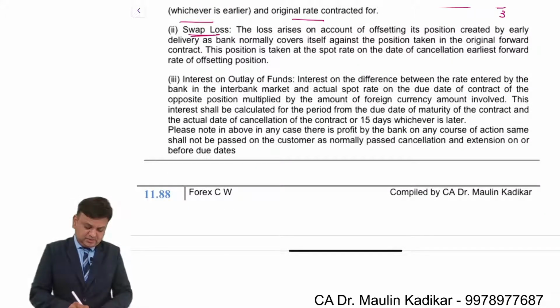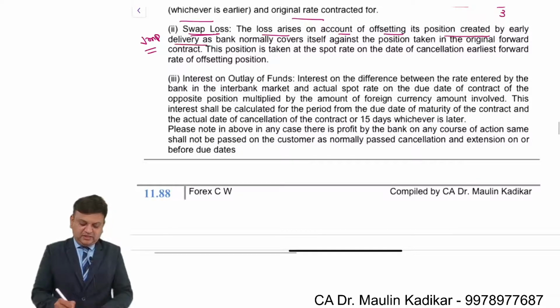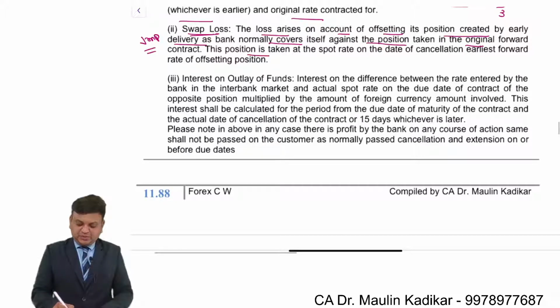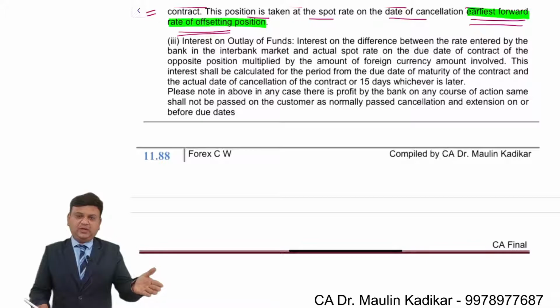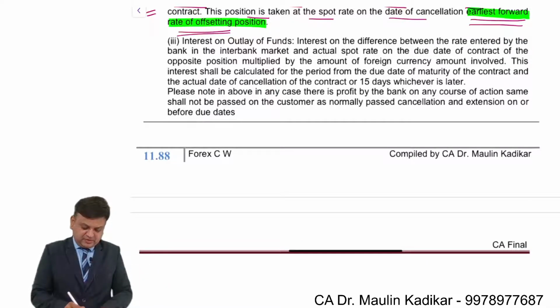Second, swap loss. This is important. The loss arises on account of the offsetting position created by early delivery, as the bank normally covers itself against the position taken in the original forward contract. This position is taken at the spot rate and the date of the cancellation of the earliest forward rate or offsetting position. Please highlight this portion. This is one of the most important words in my opinion over here. Why it is most important, I'll explain again in the explanation which is yet to be given.